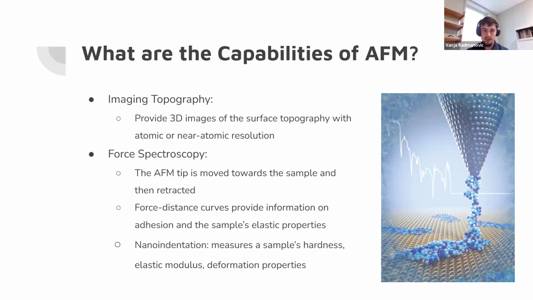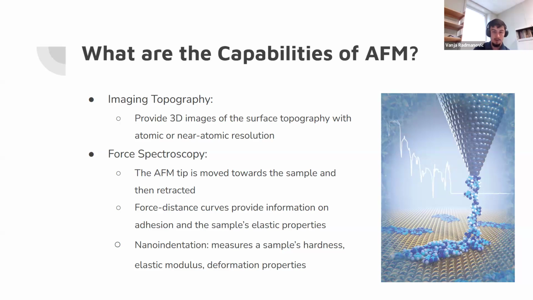But I also want to talk a little bit about something else you can use AFM for. It's called force spectroscopy. I didn't use it in my project, but I think it's an important one to talk about. In force spectroscopy, as the image shows, you take the AFM tip and move it towards the sample, which is called the approach phase, all the way to cause some kind of deformation in the sample. And then it's retracted during the retraction phase. Then the sample returns to its original shape.